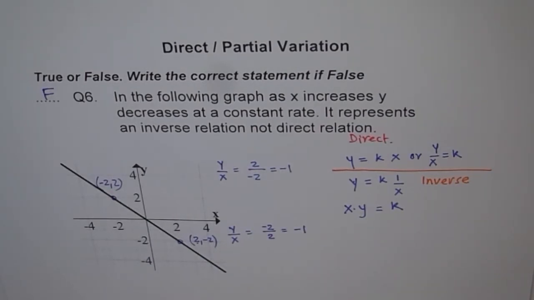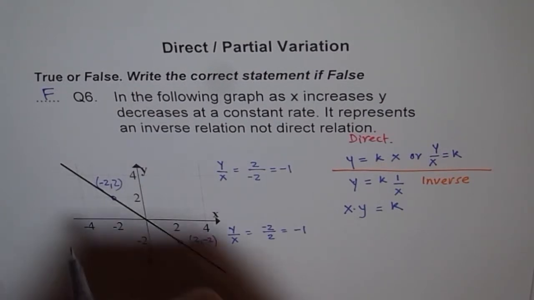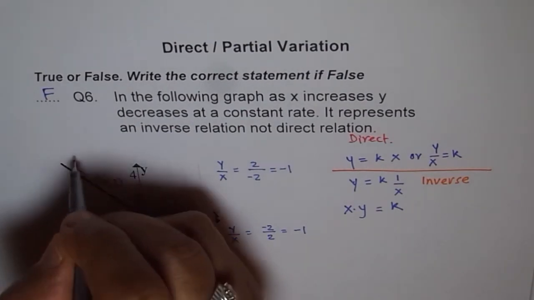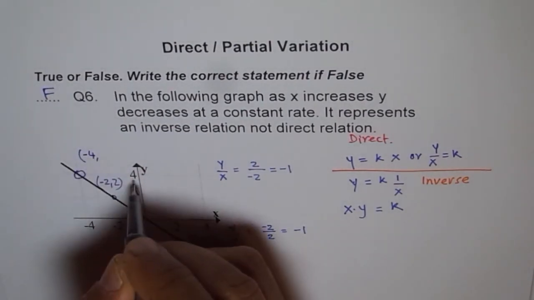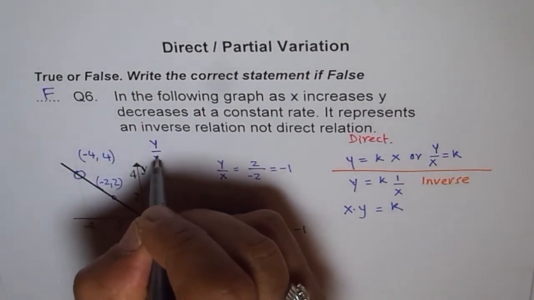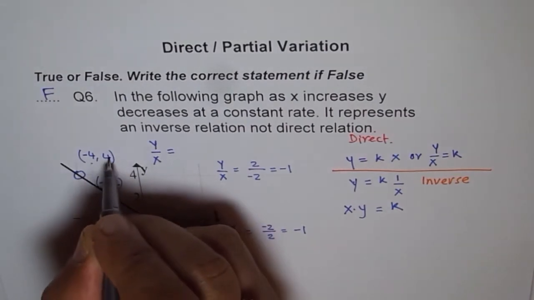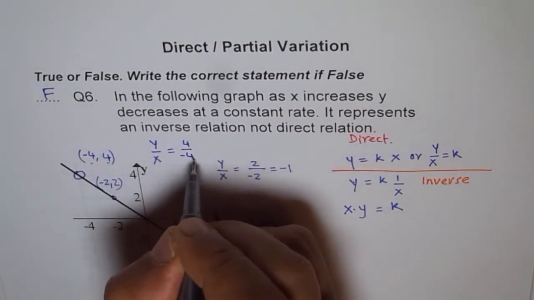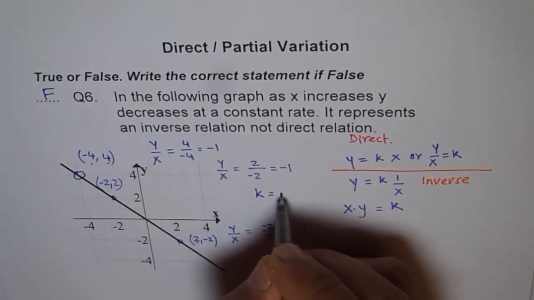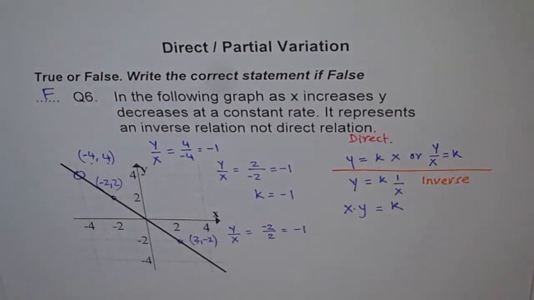Do you see that? Let's take some other point, right? Let's take this point. Now what is the value here? Minus 4 for x, and 4 for y. Let's do y over x here. For this point y is 4, 4 over minus 4, it is minus 1. Do you see in all the cases what is the value of k? k is minus 1. Since k is constant, it is a direct variation. Do you see that? That is how we can say that it is a direct relation.